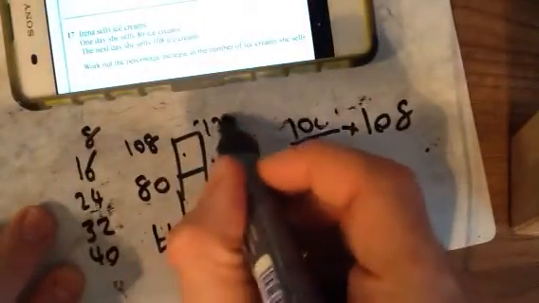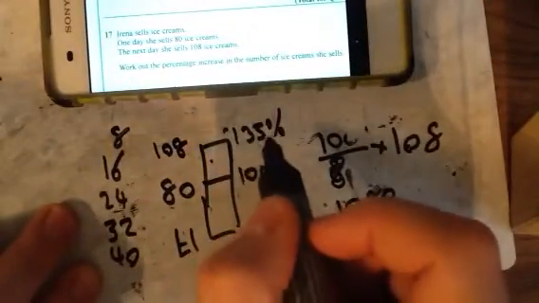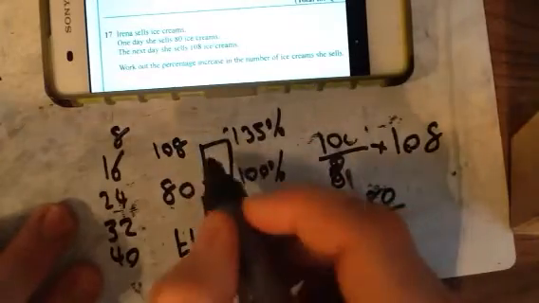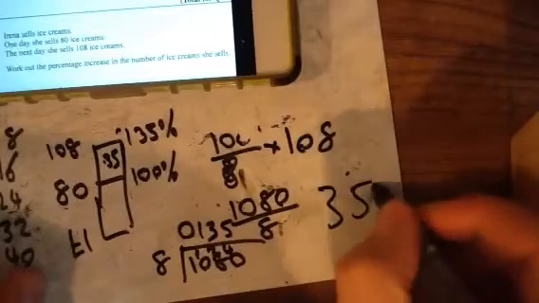So this number here is 135%. Of course, obviously 135% isn't the percent increase, that's the percent of the original amount. So this number here is actually 35. So the answer is going to actually be 35%.